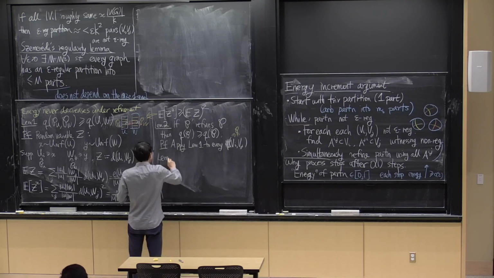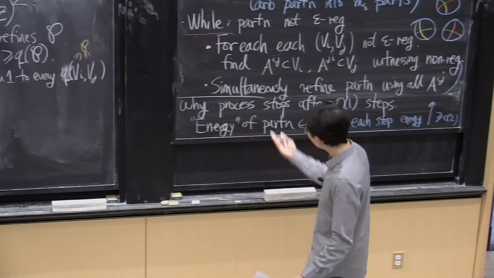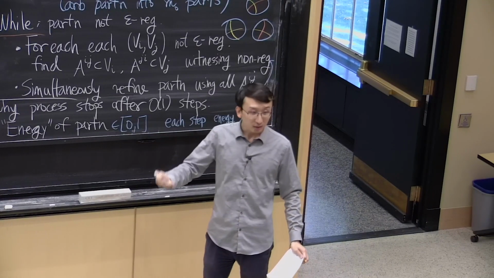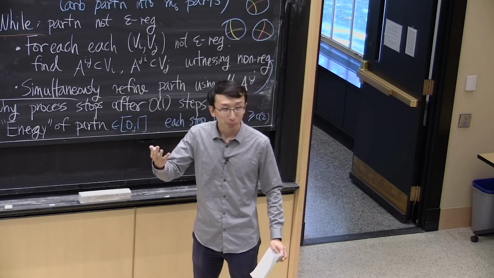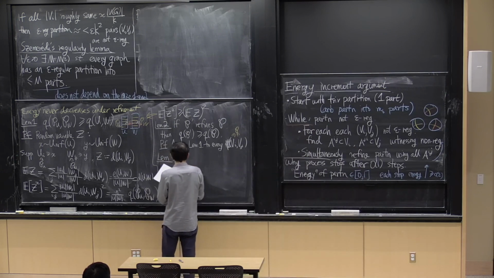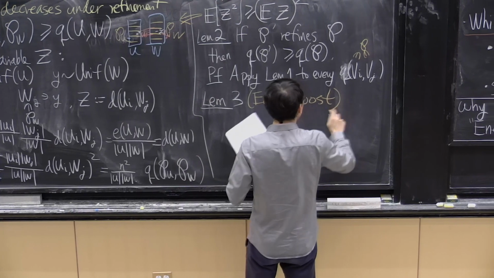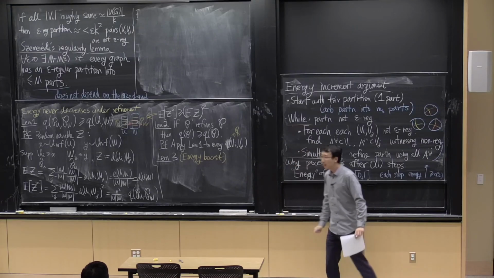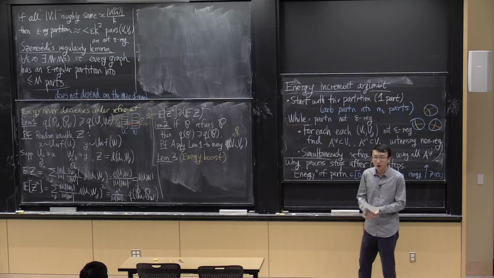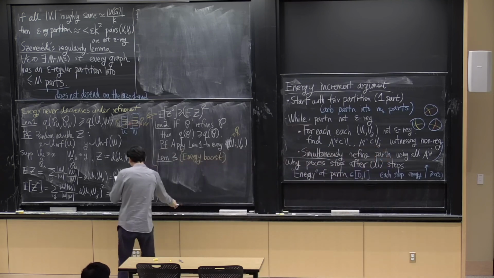And finally, so far we just said that the partitions can never make the energy go down. But in order to do this proof, we need to show that the energy sometimes goes up. And that's the point of the third lemma. So the third lemma tells us that you can get an energy boost. So this is the Red Bull lemma. So you can get an energy boost if you are feeling irregular.